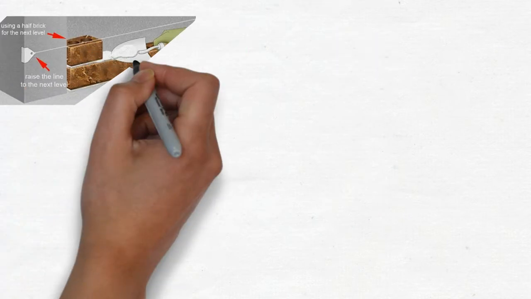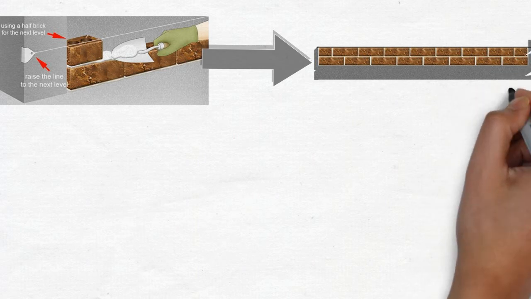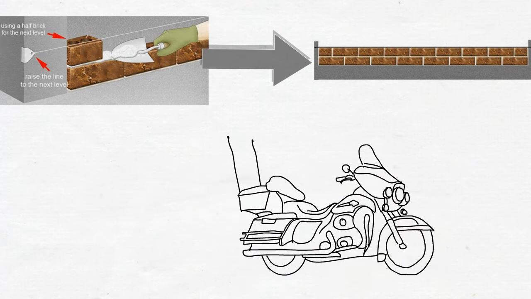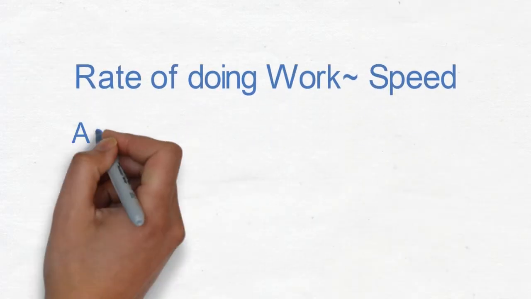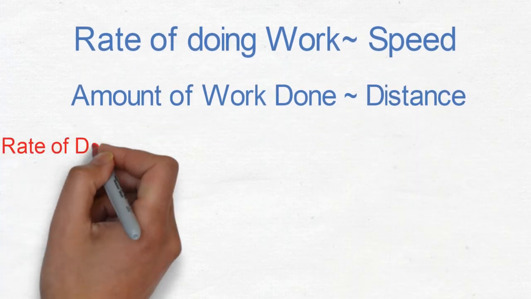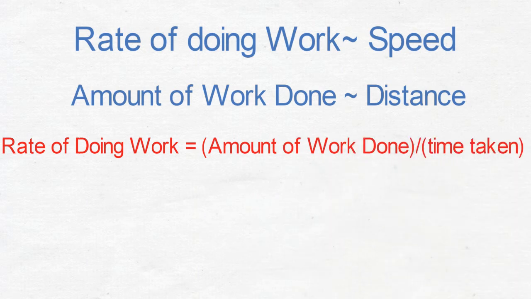The work time concept is similar to the speed time concept. The rate of doing work, that is how much of a work is done in a given time, is related to speed, which is how much distance is traveled in a given time. The rate of doing work is speed and the amount of work done is distance. Mathematically, rate of doing work equals amount of work done divided by time taken.